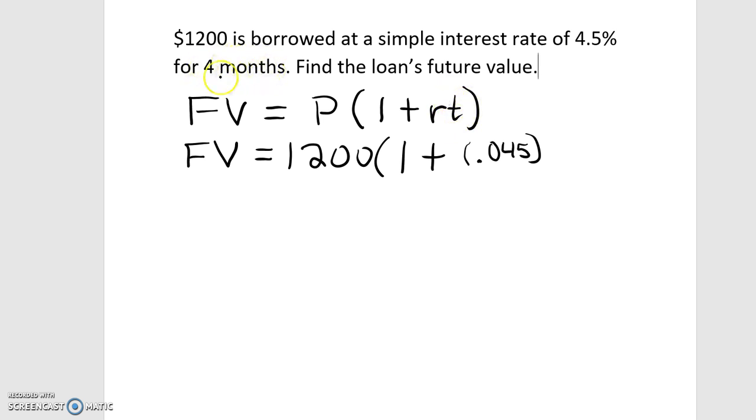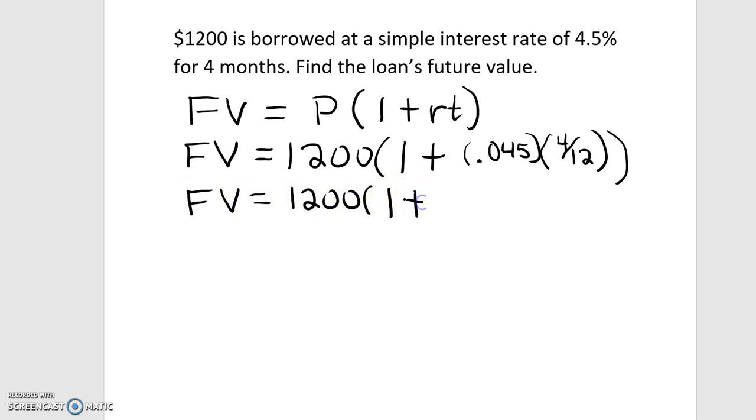And you'll notice that the time we've been given is in months. So in order to represent the time in years, we need to take the 4 months that we've been given and divide that by the 12 months that are in a year. So we end up with future value is equal to 1,200 times 1 plus 0.045 times 1/3.